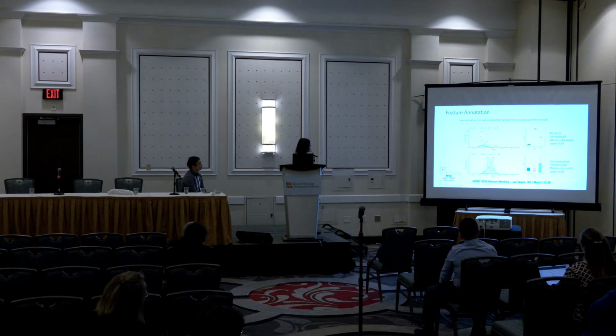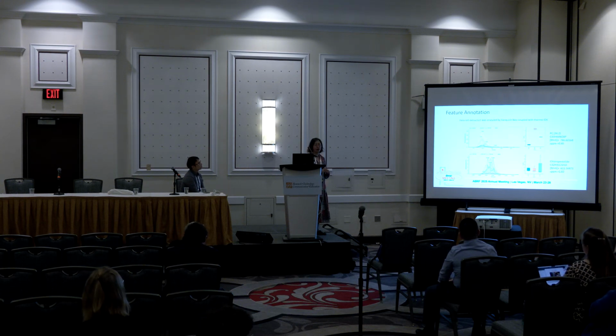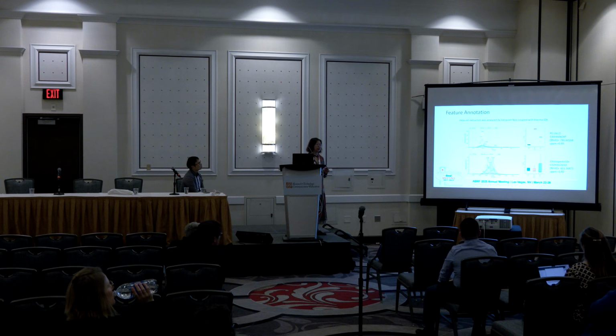Then I go to the next step, feature annotation. Normally, when we talk about feature annotation, we see whether we have a match of retention time, a match of accurate mass, and a match of the MS2 spectrum. This is what we were doing previously. Currently, we added one more criterion.